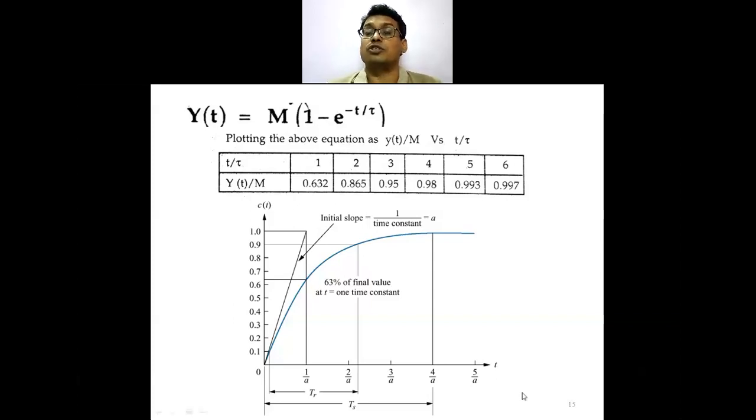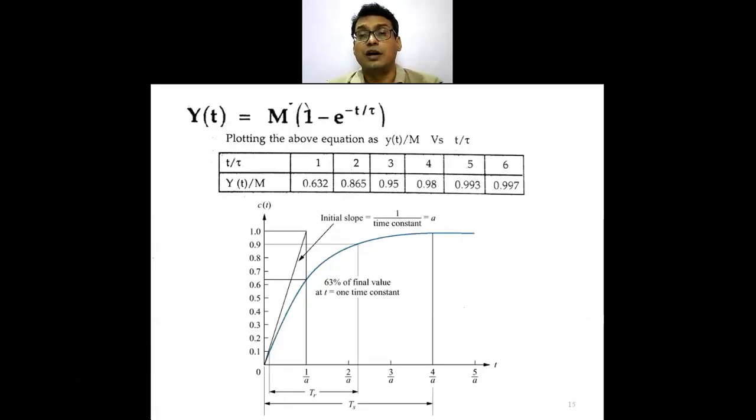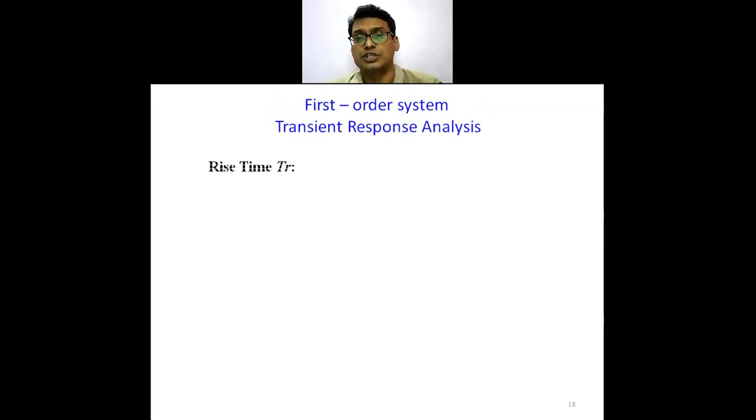What is the time constant of a thermometer? That you can also check. Generally we say that you have to keep the thermometer for 2 minutes. That means half a minute is my time constant, so 4 time constants I am going to calculate. So these are the different characteristics of this first order step change response. Then there is a certain example that has been shown.